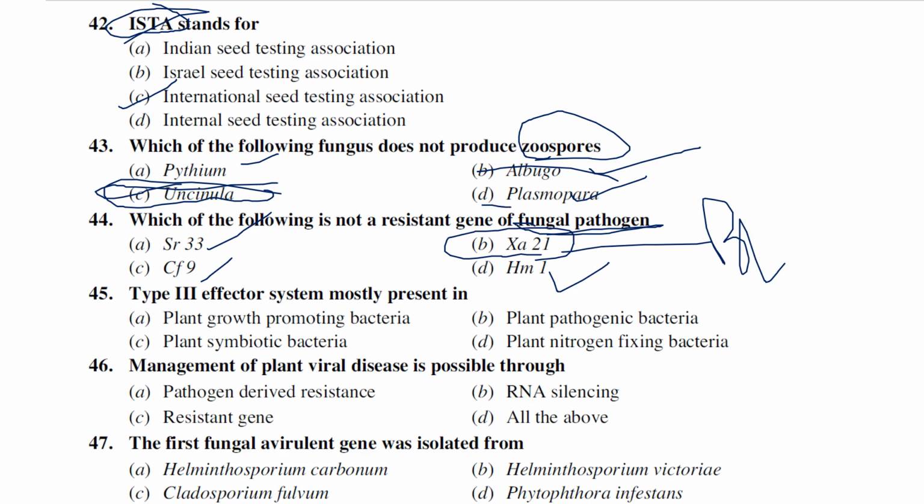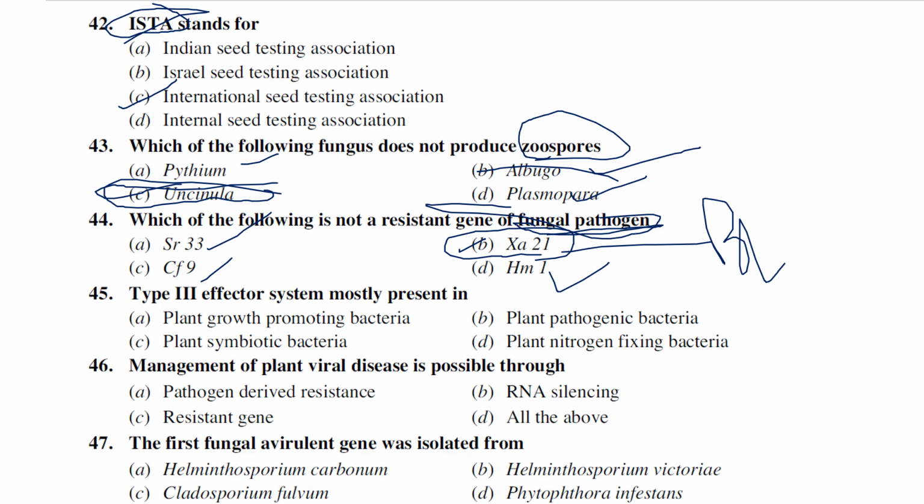Since they've asked not a fungal resistant gene, the answer is Xanthomonas 21. Type 3 effector system is mostly present in... If you see the bacteria, around 6 to 7 types of secretion systems are there. Type 1, majority of the plant pathogenic bacteria. Type 3, toxin producing kind of secretion system. Type 4, Agrobacterium tumefaciens. Such kinds of secretion systems are there in bacteria, right?